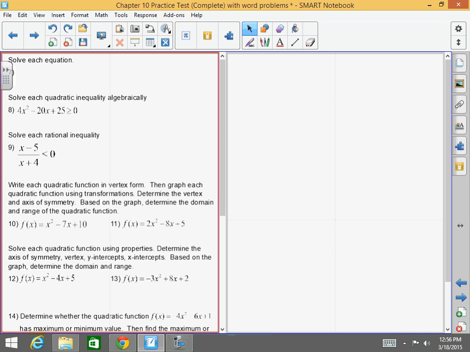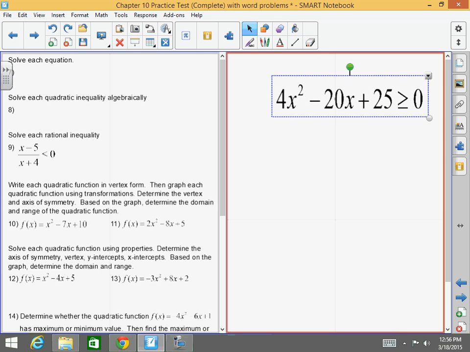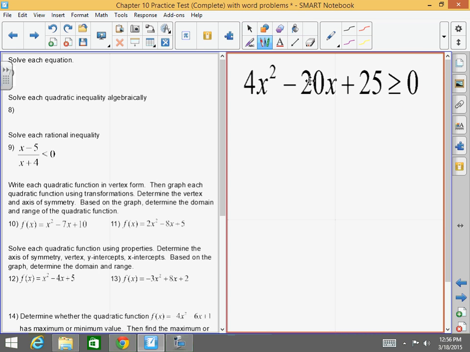Let's do it. Solve this inequality algebraically. Okay, this is a good one. I did this on purpose. We're going to factor this, but hopefully you guys realize this is a perfect square. Square root of this is 2x. Square root of this is 5. 2 times 5 times 2 is 20. Oh, wait a second. So this is simply 2x minus 5 squared is greater than or equal to 0.